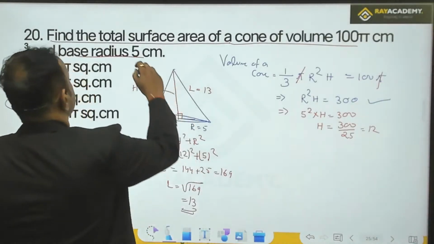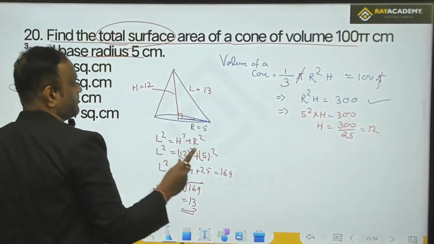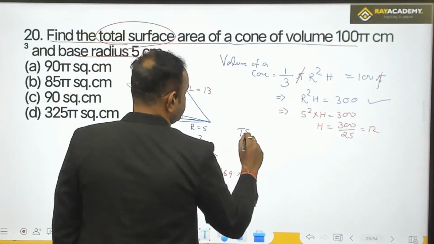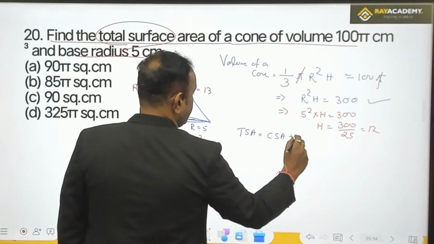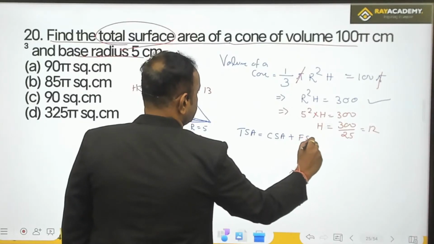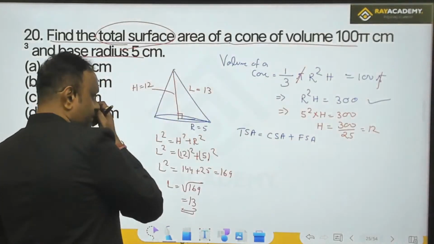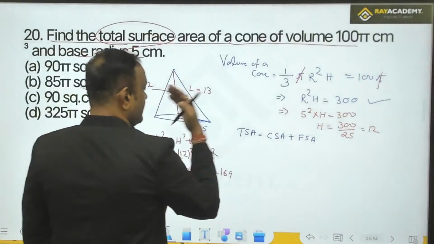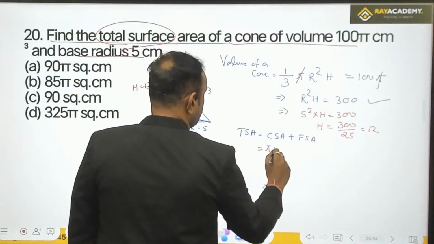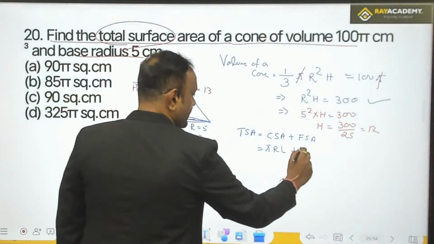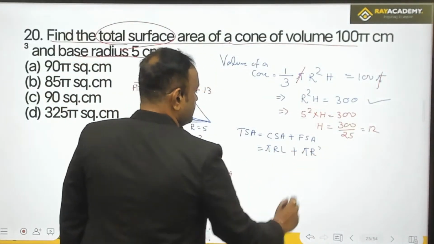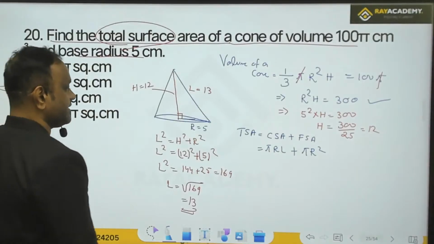Now they are asking total surface area. What is the formula for total surface area? Total surface area is again the curved surface area, or the slant surface area, plus the flat surface area. Curved surface area is pi r l. Flat surface area is just a circle, that is pi r square. Now you can put the values and get the answer.